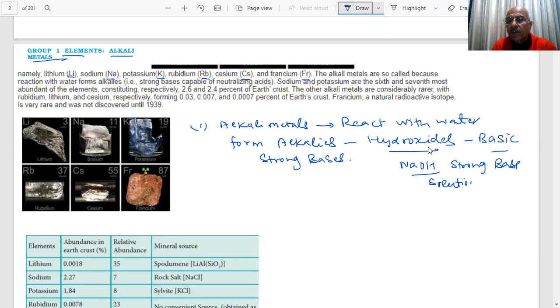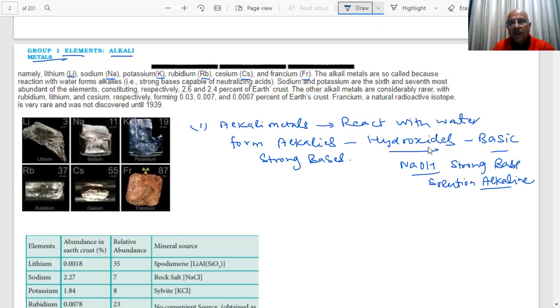The solution will be alkaline, students. Alkaline means it will turn red litmus blue. If you have a red litmus paper, it will turn blue. Therefore, because they react with water and form hydroxides, and these hydroxides are alkaline, they have been named alkali metals. That is Group 1 I am talking about: lithium, sodium, potassium, rubidium, cesium, and francium.